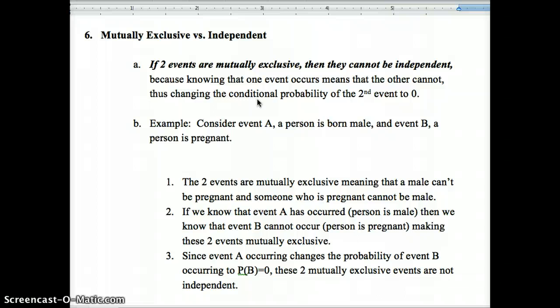Here's another example. Event A, a person is born male. Event B, a person is pregnant. They can't both occur. If you're born male, you cannot get pregnant. So if we know event A has occurred, a person is male, then we know event B cannot occur. That means they're not independent. If we know event B occurred, the person is pregnant, we know event A could not have occurred. So when one of these events occurs, it reduces the probability of the second one to 0. That means they're not independent, and because they both cannot occur, they have no intersection. The two Venn diagrams would be two circles next to each other in the sample space with no common outcomes.